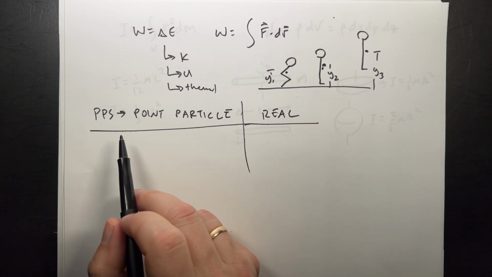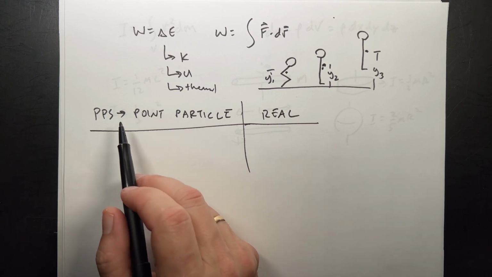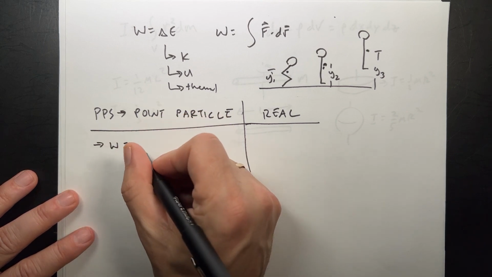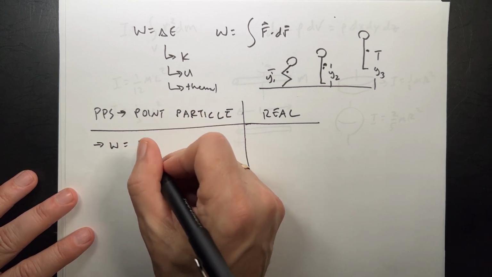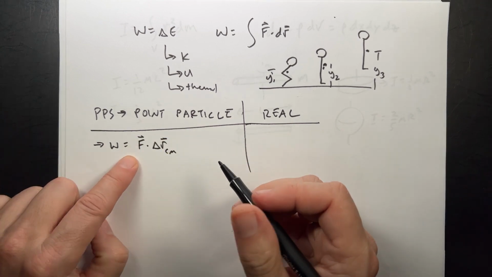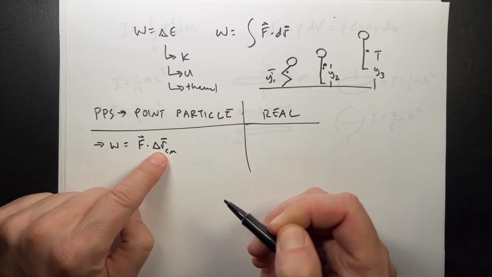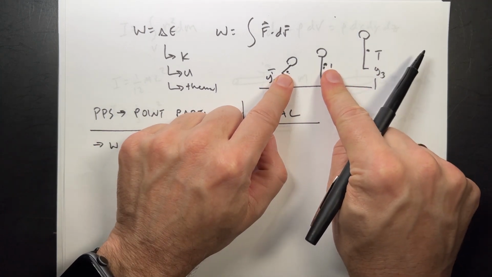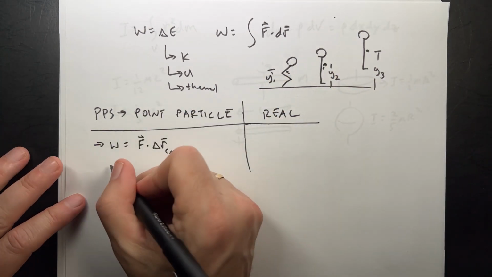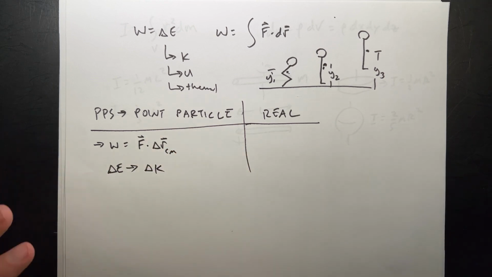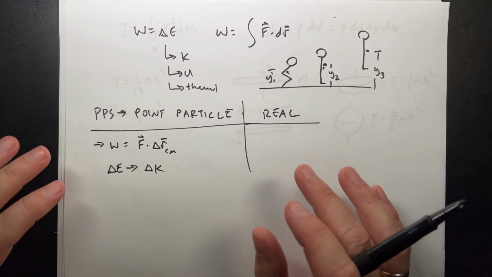We've mostly been using the point particle system so far, but in a point particle system, there are a couple of important points. The work is, I'll write this as F dot delta R CM. We calculate the work based on the change in the center of mass. So if you're going from here to there, the change in center of mass is from Y1 to Y2. The change in energy is just kinetic energy. We can only have kinetic energy in a point particle system. If it's a point, it can only have kinetic energy.